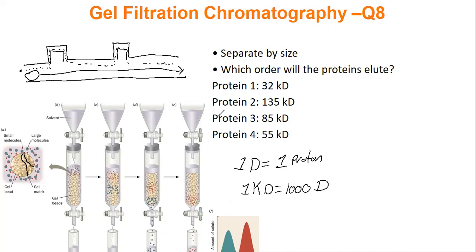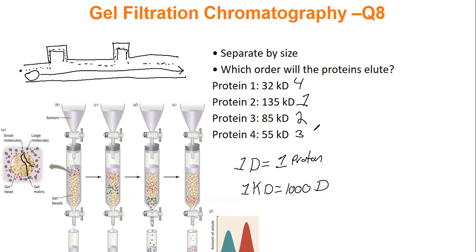All right. And looks like you all crushed this one. So the heaviest protein is protein 2, 135 kilodaltons. So that would come out first, then protein 3, then protein 4, and then protein 1. So that's the order of elution.